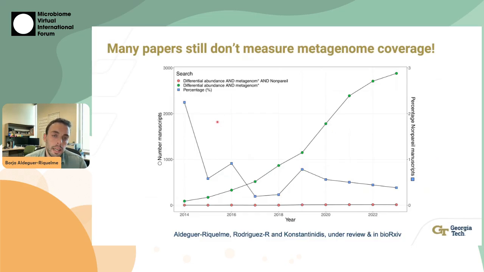In this plot, I show you on the y-axis the number of manuscripts that were published over the last decade, on the x-axis, that have used metagenomics in their analysis. And as you can see, they have exponentially increased. However, the number of these manuscripts that have also considered Nonpareil in their analysis is still very, very low. Indeed, only 0.5% of all studies using metagenomics have considered Nonpareil in their analysis. And this is worrying, and I will show you why.